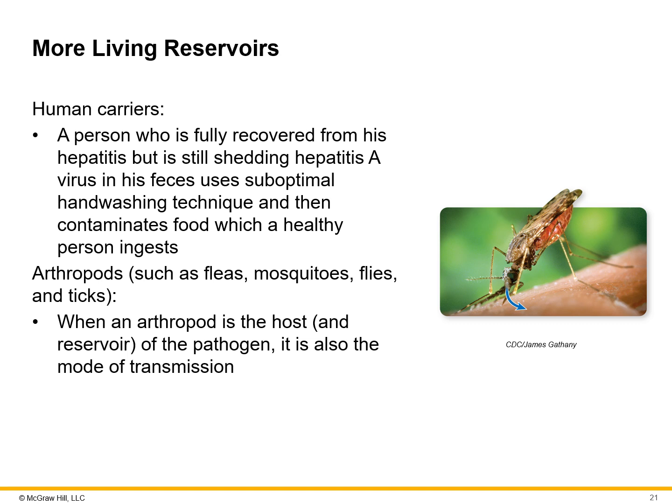So other living reservoirs are carriers. Again, we mentioned some individuals are asymptomatic, so they have the pathogen. They've fully recovered, they're not sick, for example, recovered from hepatitis. They don't have any symptoms, but they're still shedding that virus in the feces, and then that can be passed on to somebody else. Or again, the arthropods, unfortunately, lots of those like fleas, mosquitoes, ticks, and flies. Whenever the arthropod is the host, the reservoir, the natural habitat, it becomes a mode of transmission. It can contaminate whenever they sting or bite you.